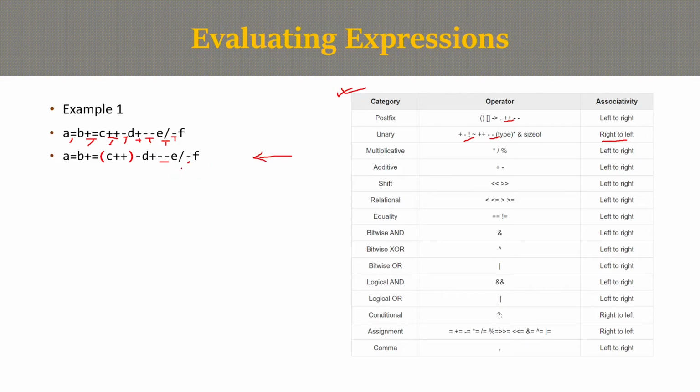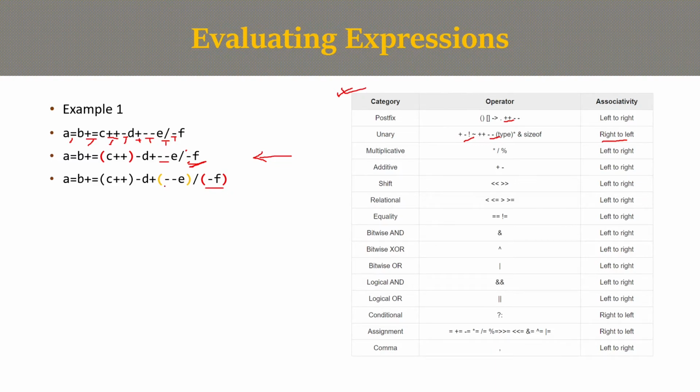So first we need to evaluate the minus f, and then we need to evaluate the minus minus e. As you can see here, first we are evaluating the minus f. The parenthesis in red shows we are evaluating this first, and the parenthesis colored orange is evaluated second. This is done because of the associativity.